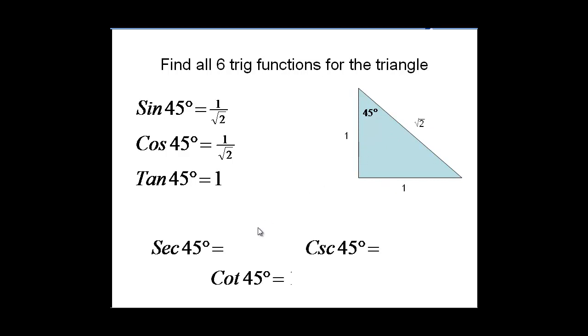In the reciprocal functions, secant, flip over cosine, get the square root of 2. Cosecant, flip over sine, you get the square root of 2. Cotangent, flip over tangent, and you still get 1.